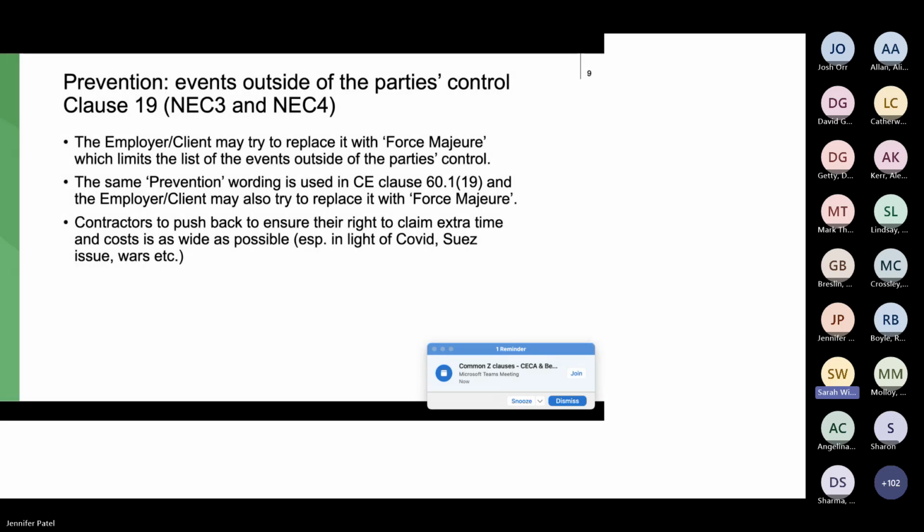Okay, so the next one is very similar to the previous one. This is clause 19 of NEC 3 and 4. By the way, I'm not looking at earlier NEC contracts because I'd be really surprised if anybody's still working on them. So prevention is effectively what you may know as force majeure. So it's something that happens where neither party has caused it. COVID is a good example of this. Neither party caused the pandemic.